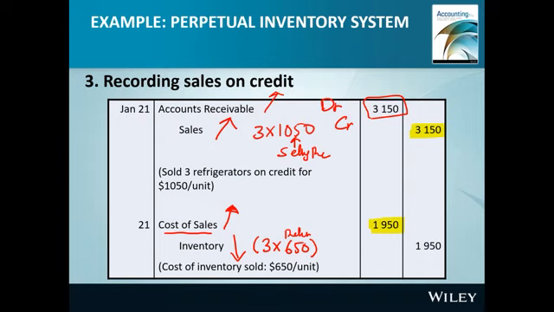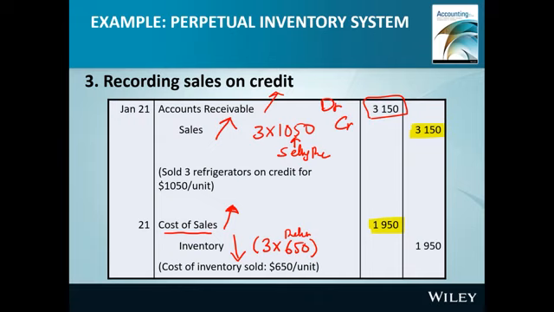The difference is your gross profit for this transaction. So for every transaction, you know what your gross profit is. For this sale, your sale is 3150. The cost is 1950. So your gross profit from this transaction is 1200.